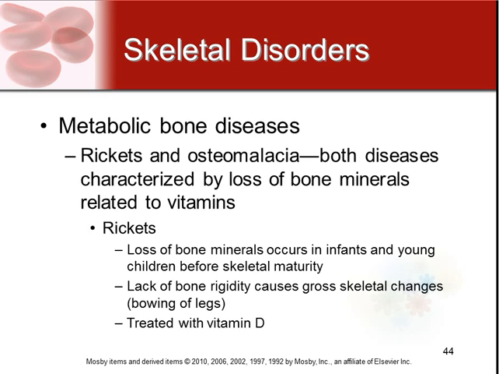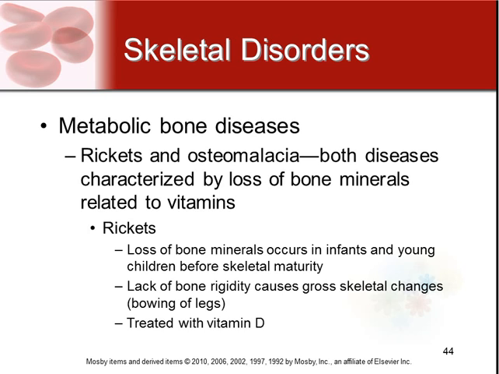So for more metabolic bone diseases, there's rickets and osteomalacia. Both of these diseases are characterized by a loss of bone minerals. It's related to vitamins. Rickets is the loss of bone minerals that occurs in infants and very young children before they've hit skeletal maturity. And that's when their bones lose rigidity, and it causes some very gross skeletal changes like the bowing of legs. And it's because you don't have enough vitamin D in your diet.